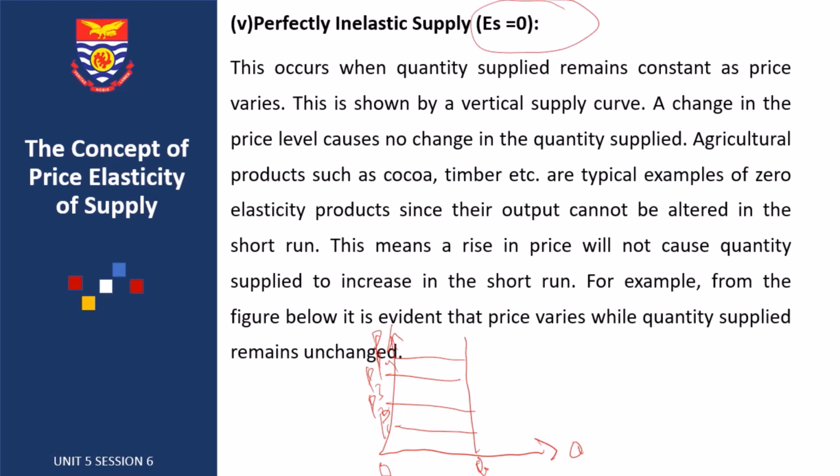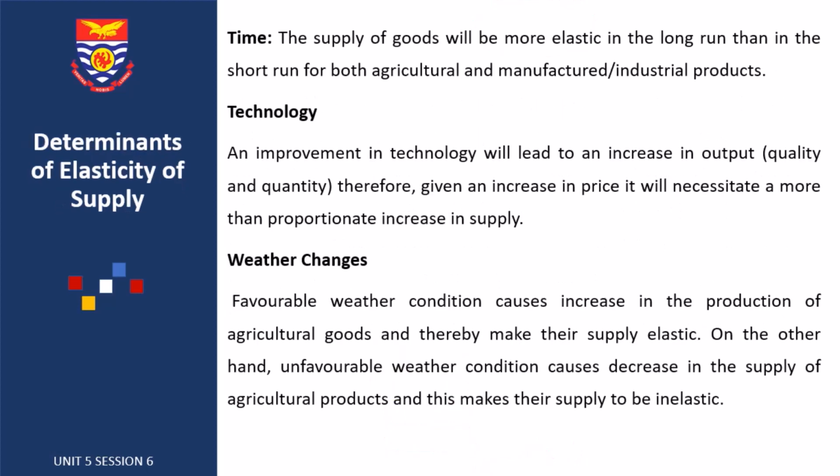Now let's talk about the determinants of the elasticity of supply and bring the session and this unit to an end. Some of the factors that account for different responsiveness of producers to price changes are time, technology, weather changes. We can talk about mobility of factors of production. Let me take my time to explain.